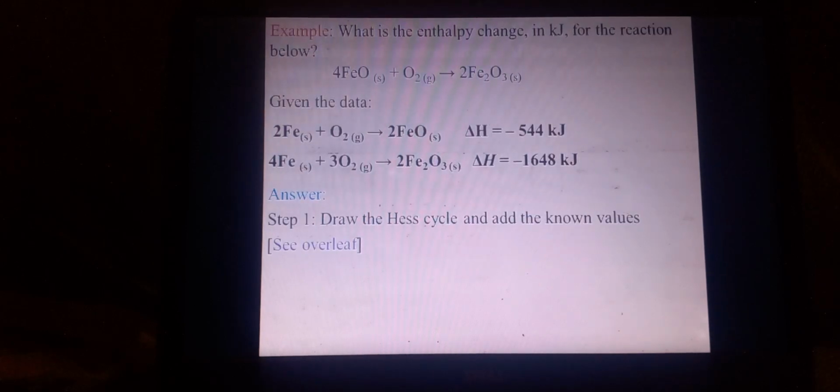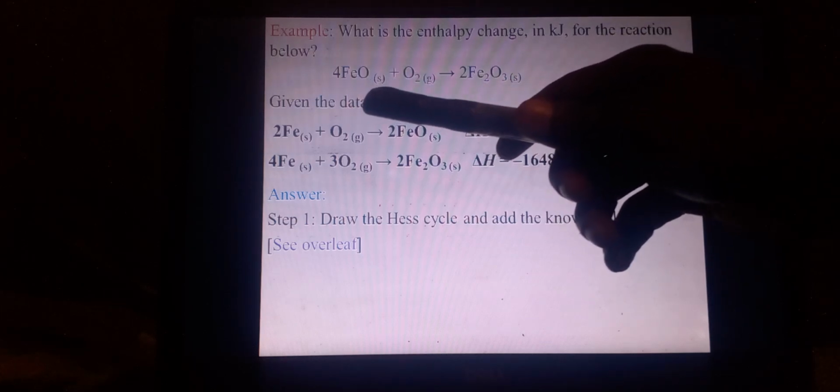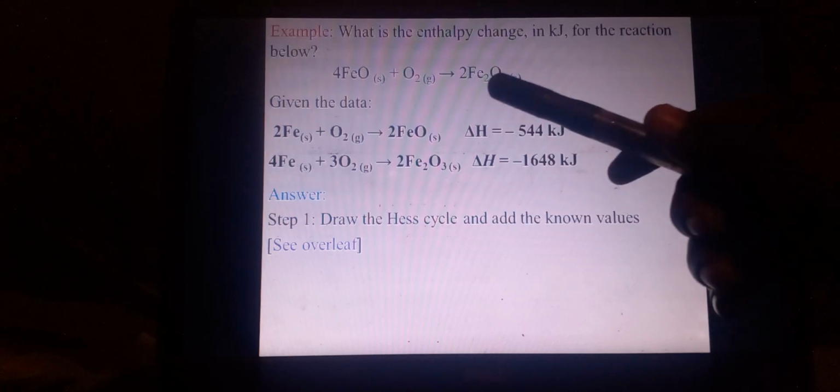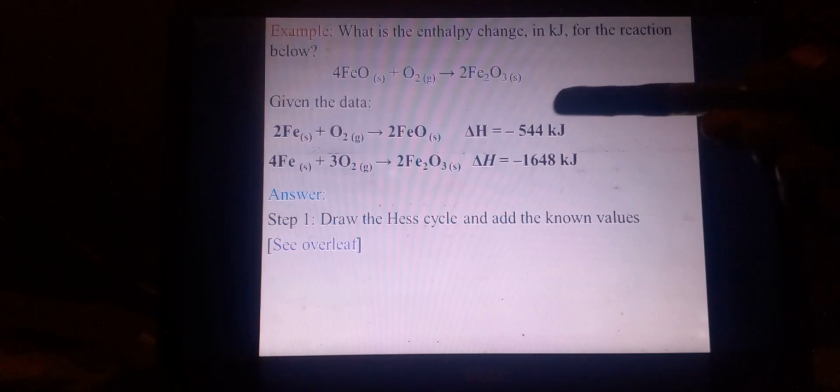Now I want to look at an example. What is the enthalpy change in kilojoules for the reaction below? You have been given a very simple equation of the reaction where iron(II) oxide combines with oxygen gas to form iron(III) oxide. That means iron(II) oxide is undergoing oxidation to form iron(III) oxide.